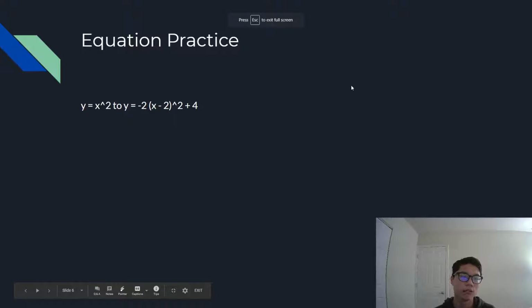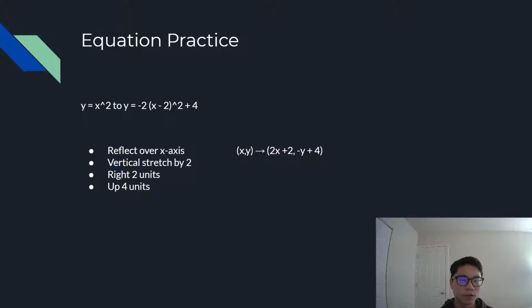Let's try an equation. How can we turn x squared into this equation shown? We will first reflect over the x-axis. This is because we see a negative outside the parentheses. We also see a 2 outside the parentheses, which is a vertical stretch by 2.